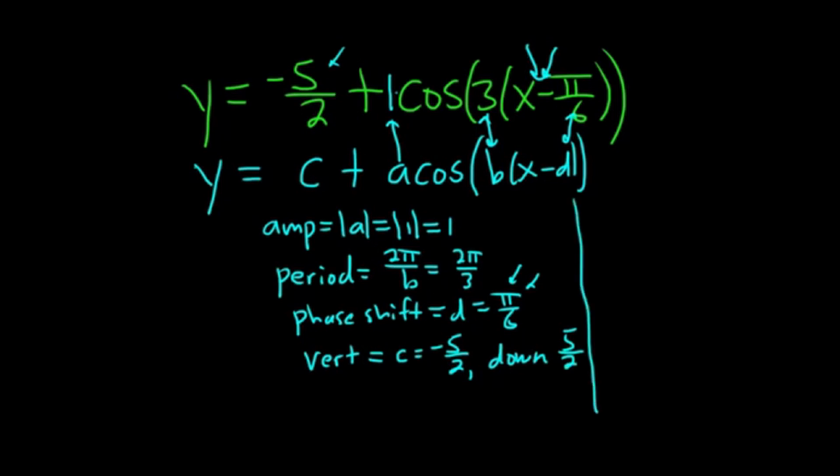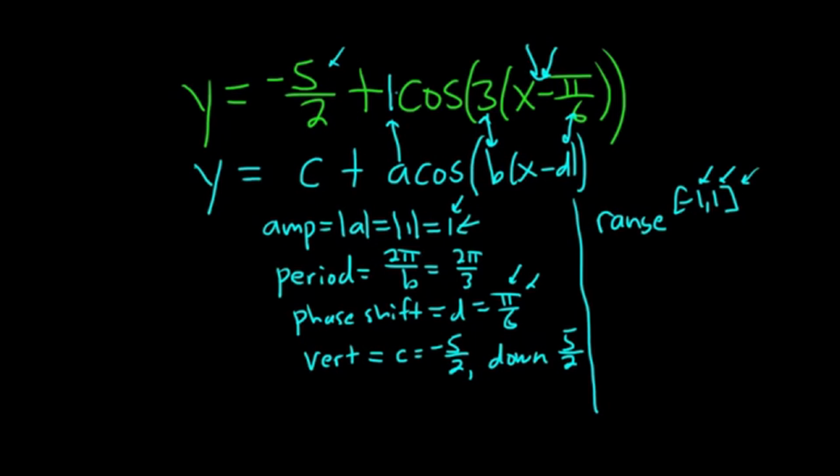Now to find the range. So here's what we have to think. If it was just the range of cosine by itself, it'd be negative 1 to 1. Then we consider the amplitude. So the amplitude here is 1. So we multiply all of these by the amplitude, so it's still the same. If this was like a 2, this would be negative 2 to 2.